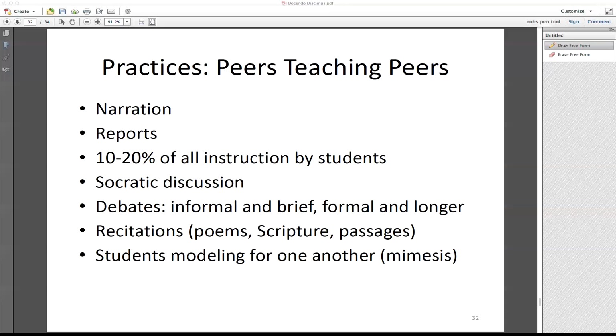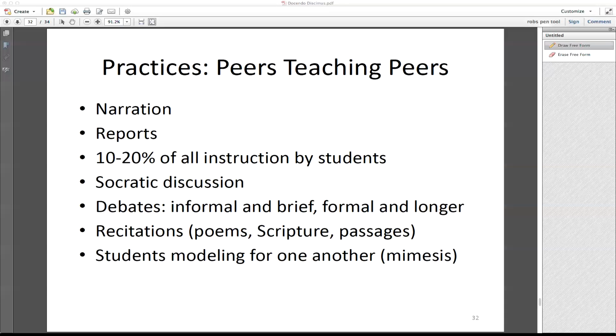As students get older and they get more rhetoric training, they can start using the topics of invention. They can start using strategies that come from the study of the 5 canons of rhetoric, like invention and arrangement, and even style eventually, certainly delivery. I think that perhaps, and this is just Chris Perrin's guess, that 10 to 20% of all instruction perhaps should be done by students.